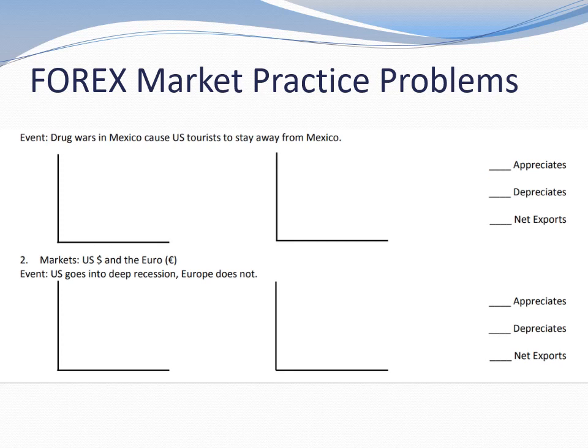So it's going to look just like the last one you did, but just for different shifter reasons. So we'll see a decrease in the demand of the euro and a decrease in supply of the US dollar, which means that the US dollar will appreciate, the euro will depreciate, and American net exports will decrease.